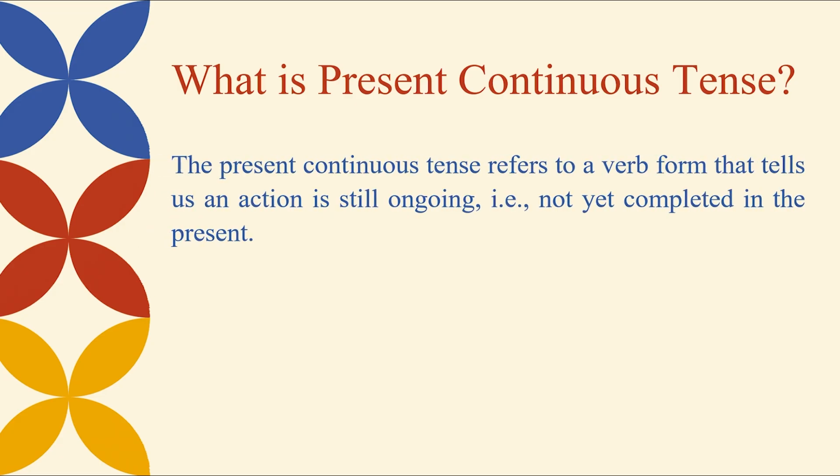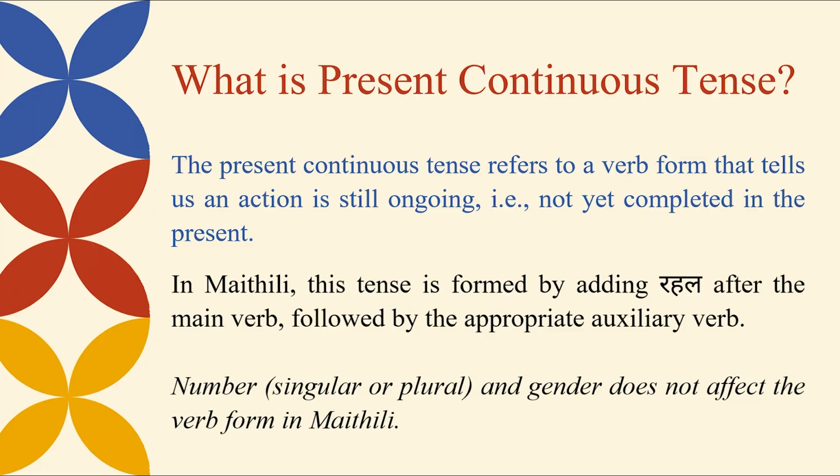So what is present continuous tense? The present continuous tense refers to a verb form that tells us an action is still ongoing, not yet completed in the present. So in Maithili, this tense is formed by adding rahal after the main verb, followed by the appropriate auxiliary verb. Now, as we already know, number, whether singular or plural, and gender do not affect the verb form. Honorificity and person do.